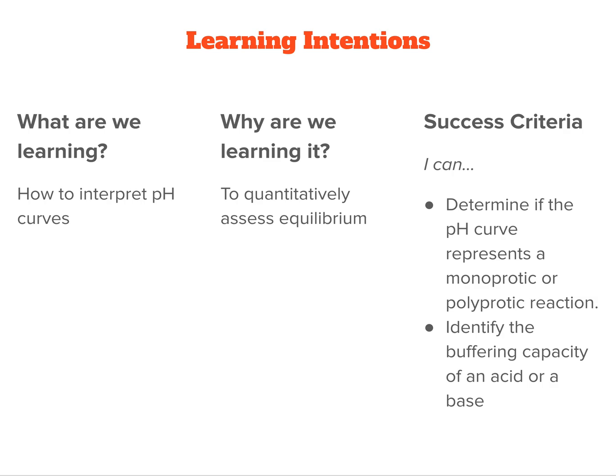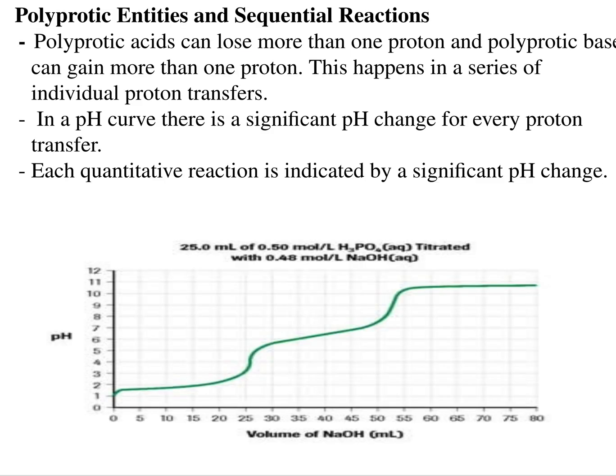Today we're continuing to look at pH curves, and we're going to take a look specifically at monoprotic versus polyprotic reactions as well as buffers. So a polyprotic acid is going to react more than once with a strong base.